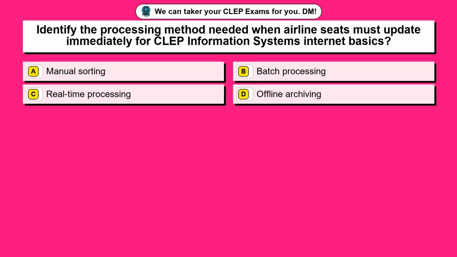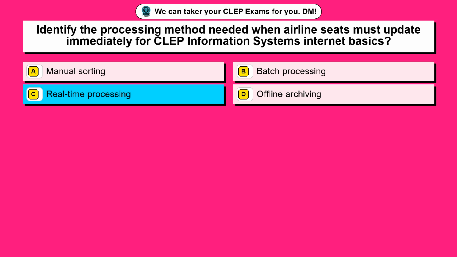Question 21. Identify the processing method needed when airline seats must update immediately for CLEP Information Systems Internet Basics. Option A. Manual sorting. Option B. Batch processing. Option C. Real-time processing. Option D. Offline archiving. The correct answer is option C.